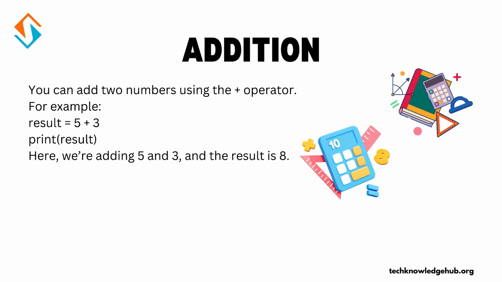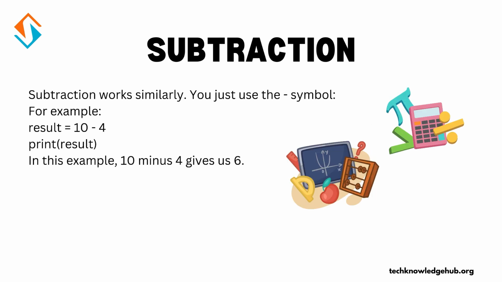First is the addition operator. Using this operator, we can add two numbers. Let me show you an example. First type result equal to 5, then type the addition operator sign 3. And in the next line type print result. Here we are adding 5 and 3 and the result is 8. Simple, right?